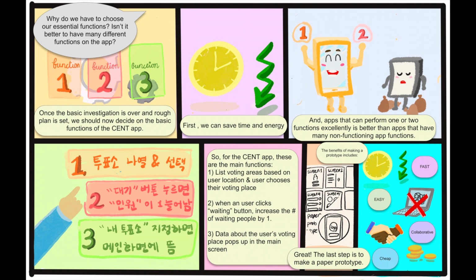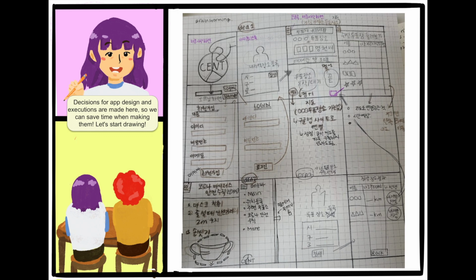Great! The last step is to make a paper prototype. The benefits of making a prototype include that it's easy, fast, collaborative, and cheap. Decisions for app design and execution are made here, so we can save time when making them. Let's start drawing.